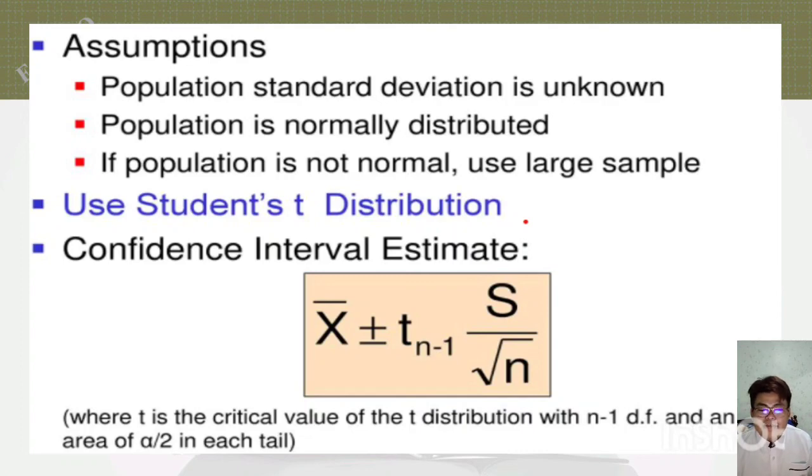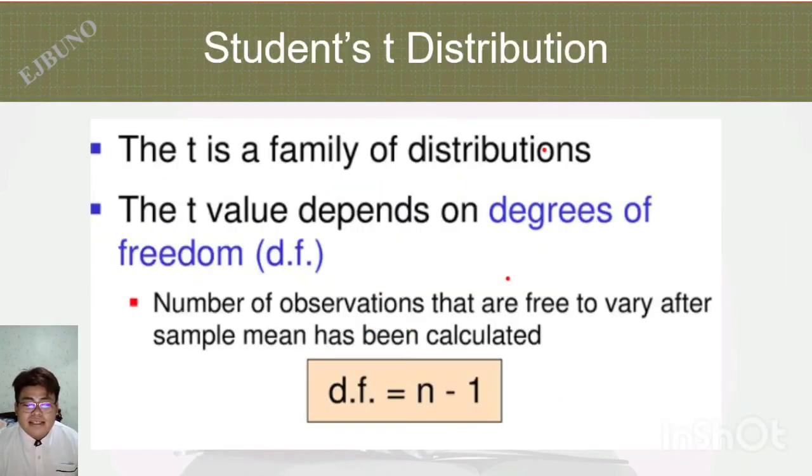The confidence interval estimate is equal to the mean plus or minus t sub n minus 1 times the standard deviation over the square root of n, where t is the critical value of the t distribution with n minus 1 degrees of freedom and an area of alpha over 2 in each tail. Student's t distribution: the t is a family of distributions. The t value depends on degrees of freedom.